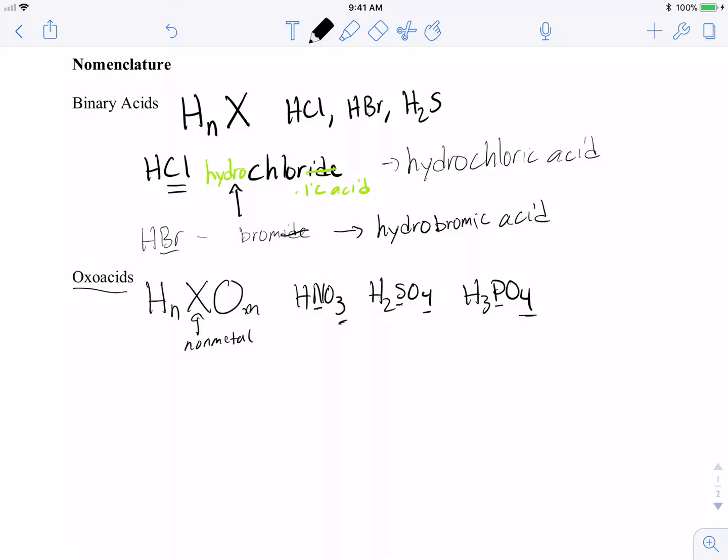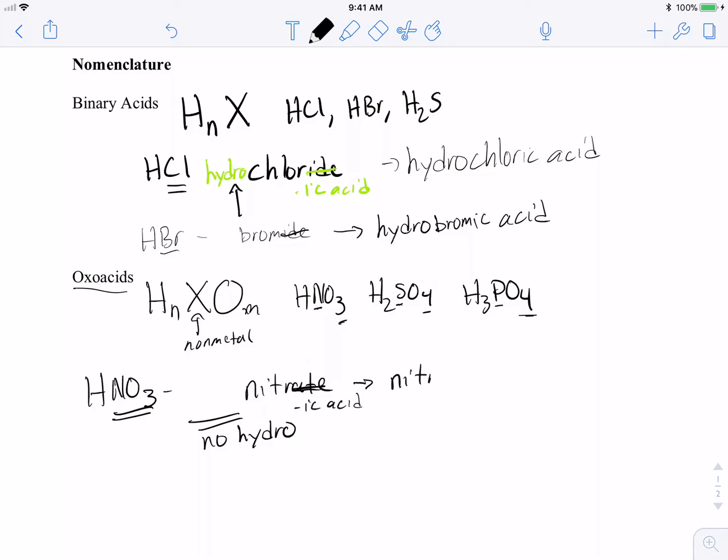So in order for us to name them, we're going to use a similar thought process as the binary acids. Say we have HNO3. We're going to take the anion, the negative ion, and start with that. So that would be the nitrate ion. And we don't add hydro here, because it's not a binary acid. We don't need to say that it has hydrogens in front like we do with our binary acids. What we're going to do is see if it ends with "ate", that "ate" is going to become "ic" acid. So this would be nitric acid.